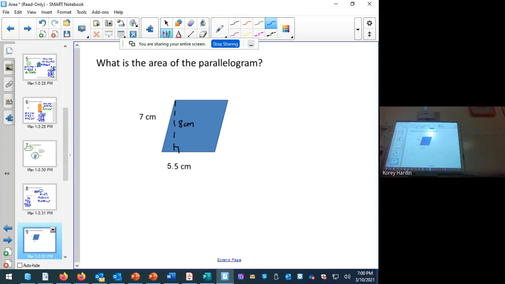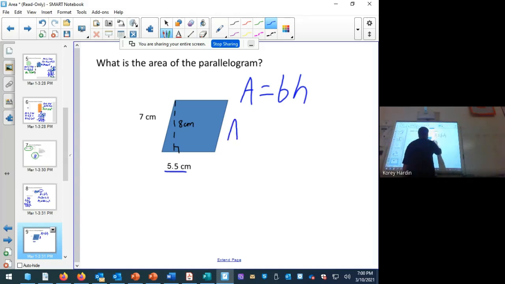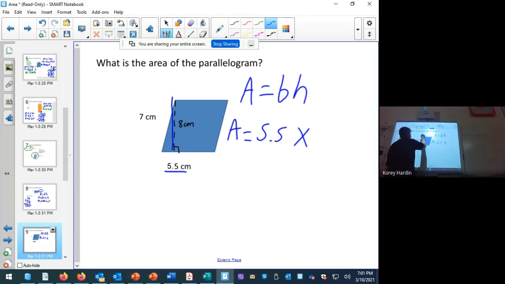And then you do this one. All right. So I've got my formula first. Area equals base times height. Touch, multiply. All right. So my base is going to be 5.5 centimeters. So area equals 5.5 times, then the height. I've got a 7, I've got an 8. They're both centimeters, but I need the one that stands up straight. All right, and that's going to be 8. So I'm going to write in 8 over here. So I've got 5.5 times 8.